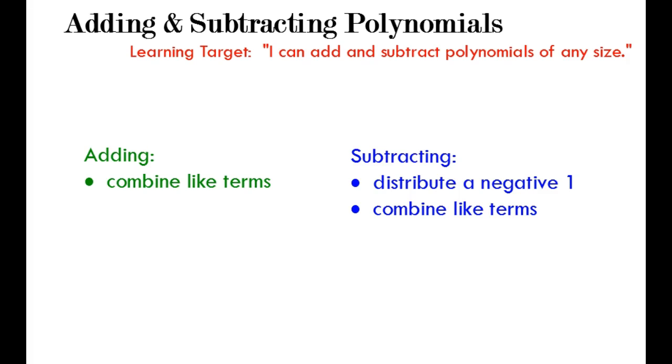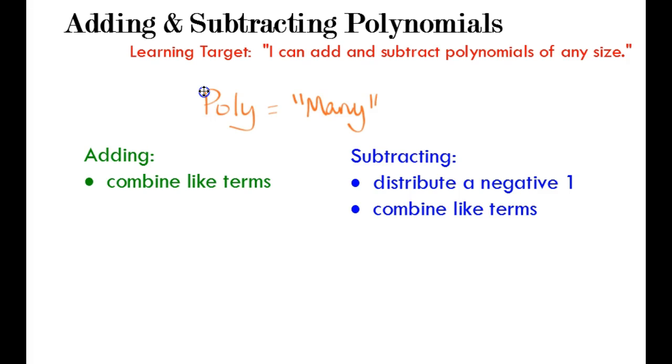What we're going to realize is a polynomial, unlike a monomial, has many terms. So the prefix poly means many. Just like monomial meant one term, polynomial means many terms. You'll see an example in just a minute. But really, it's just going to be about combining like terms, and we've done that before.